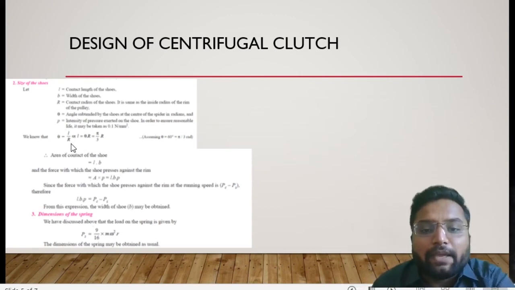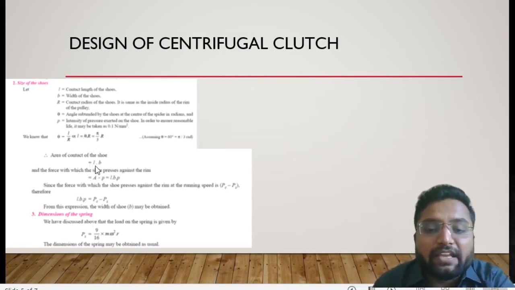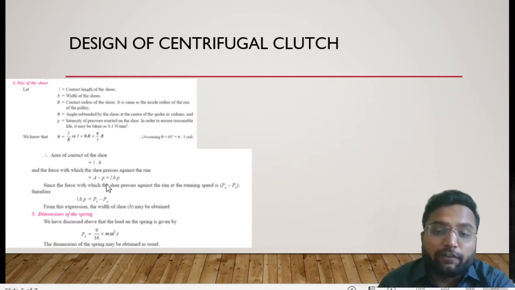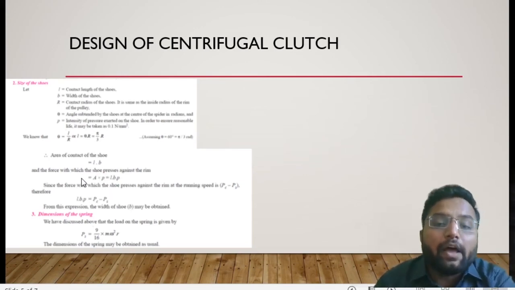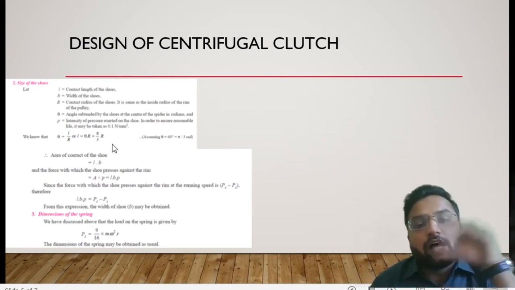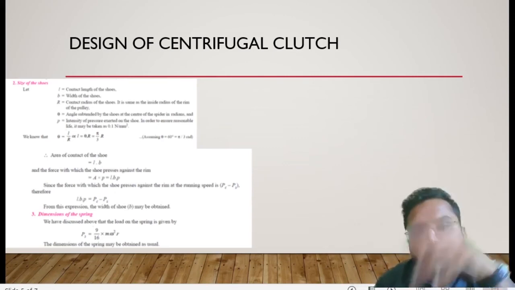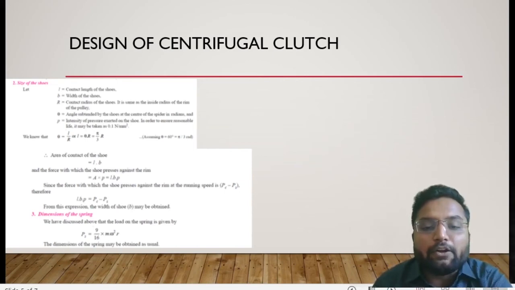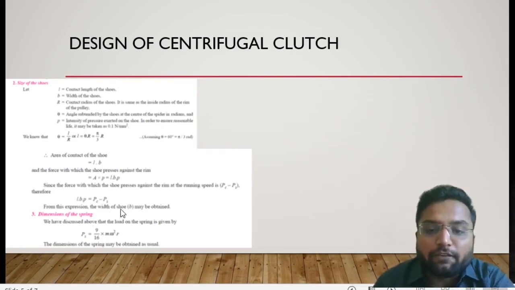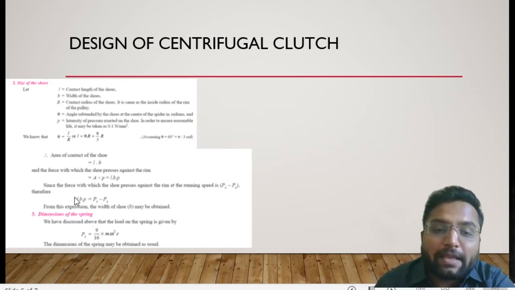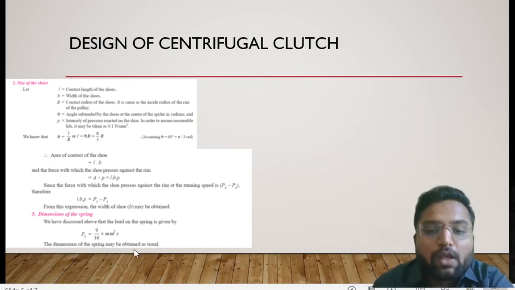So ultimately L is equal to theta into R, and A is L into B. Clear? The sufficient amount of force could be denoted by area into pressure. So ultimately that force is the resultant force generated due to the centrifugal force and spring force. So L into B into P is denoted by (Pc minus Ps), which is nothing but our frictional force. From this equation we can easily find the dimensions of our shoe, or you can say the area or size of our shoe.